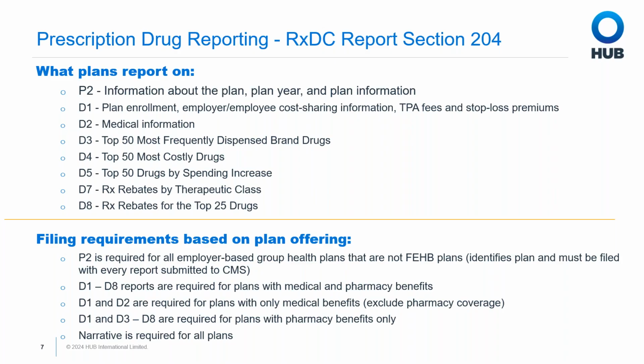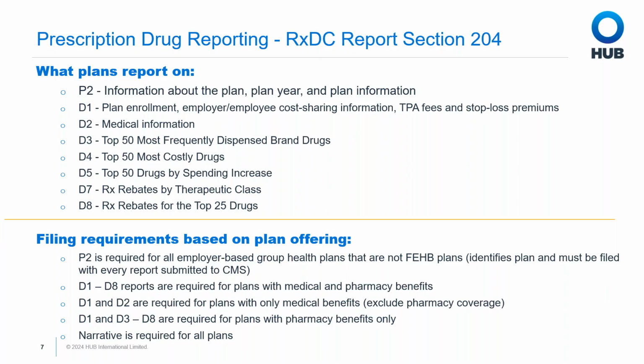As I indicated earlier, all plans except for those noted in the excepted category would be required to comply with the RxDC reporting requirements. P2 is the transmittal form, so every type of report that is filed with CMS, the Centers for Medicare and Medicaid Services, will include a Form P2. That is the transmittal form that identifies the plan sponsor, plan administrator, and other details regarding the plan. Reports D1 through D8 will be required only for medical and pharmacy benefit programs. So if you offer a medical plan that covers pharmacy, you will be filing the reports D1 through D8 in addition to the narrative.